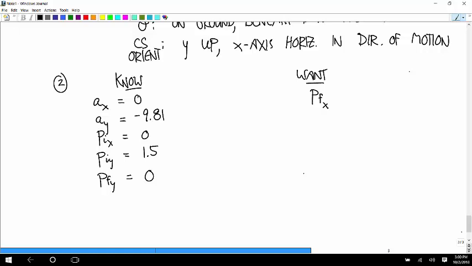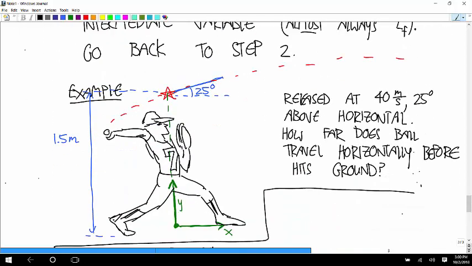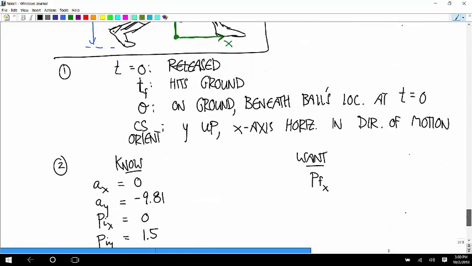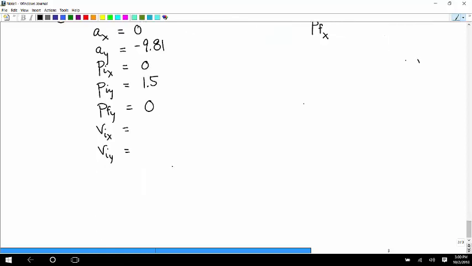Do we know anything about the initial velocity? Yes, that's where we're going to use this stuff. We're going to use the 25-degree angle and the 40 meters per second. So vix, viy, those are both going to come from, so the way to do that is like those vector homework problems.